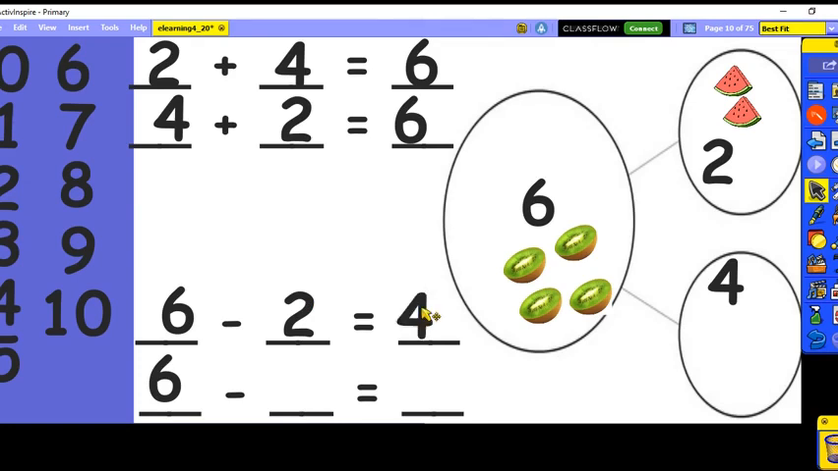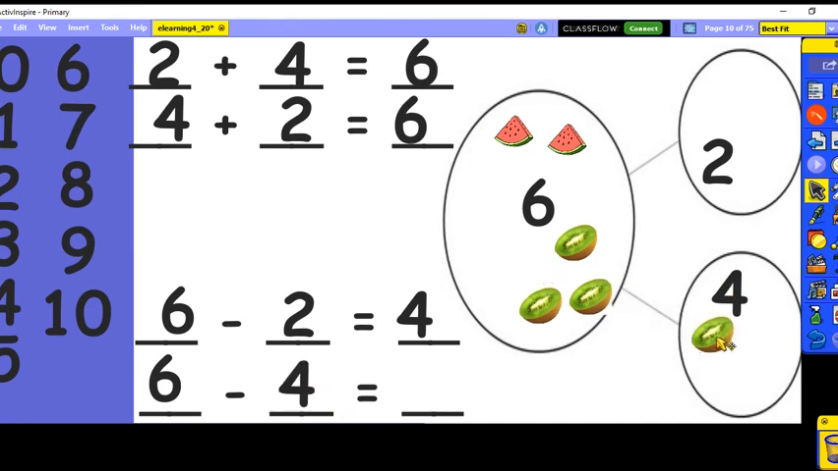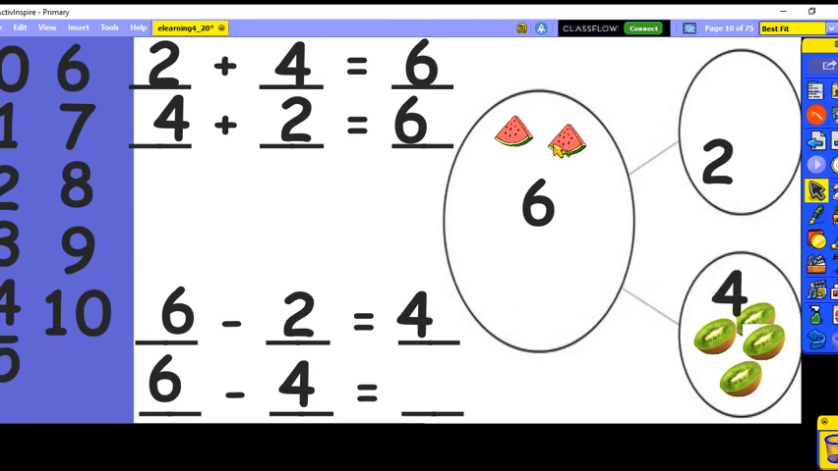So if you take away one part, if we're taking away the watermelons, you get the other part, the kiwi. So let's put those back. Now we'll subtract this part. 6 minus 4. So we'll put our kiwi back. So we're taking away that part. And how many do you have left? You have your 2 watermelon left. So 6 minus 4 equals 2. 6 minus 2 equals 4.